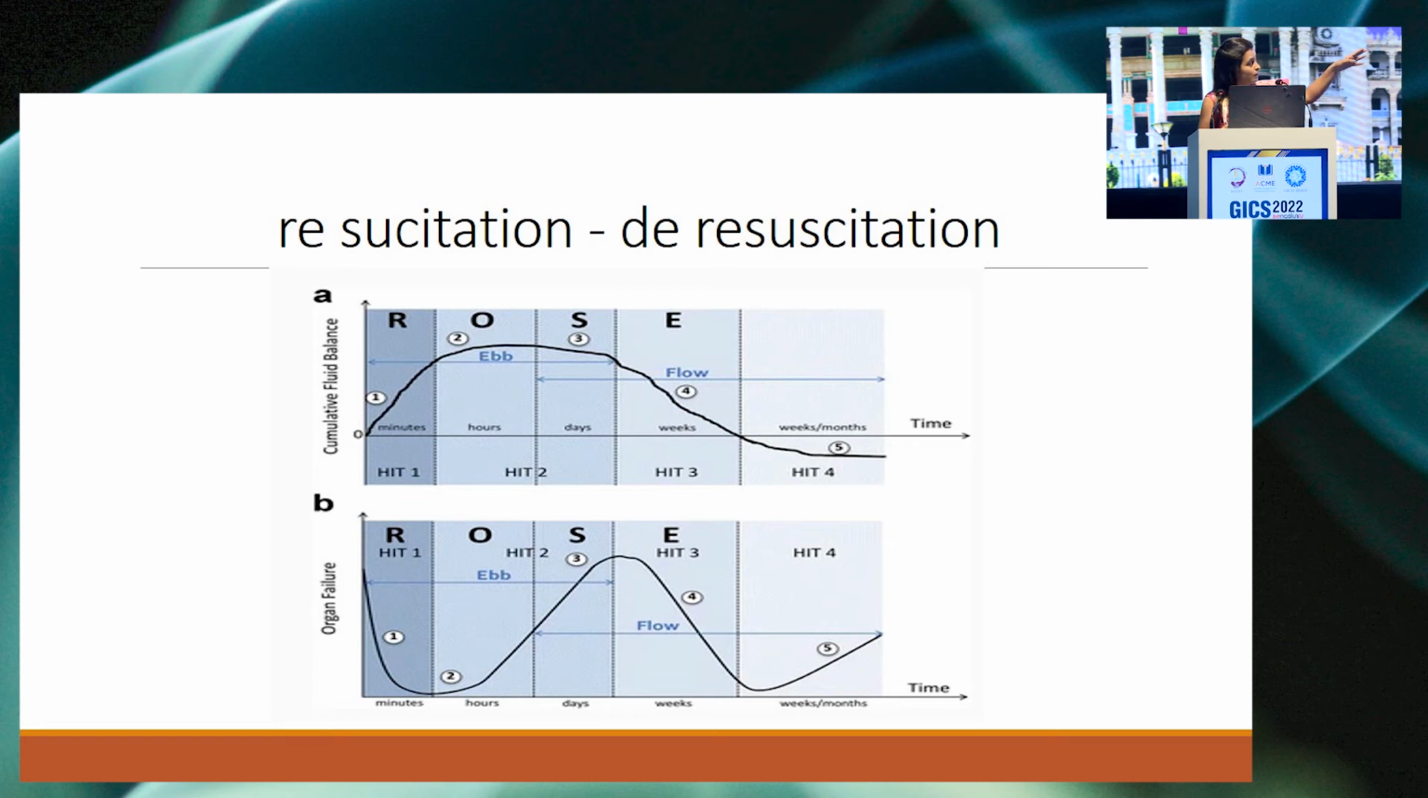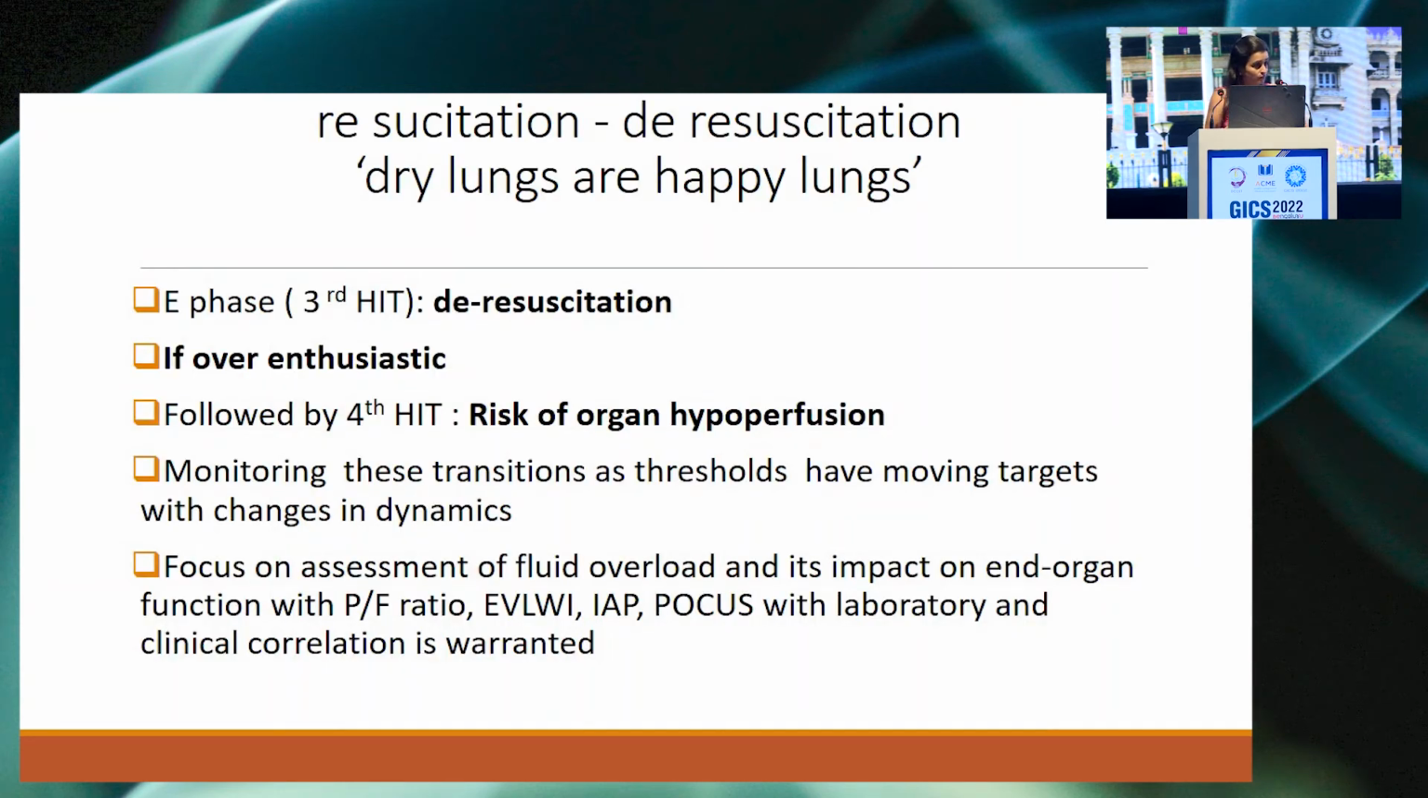But if we over enthusiastically deresuscitate such a patient, then there is a chance that the patient may enter into a hit 4 stage. And if you compare hit 3 and hit 4 with organ failure, there are high chances of organ failure if the patient enters into a hit 4 stage. So you have to be very, very careful when you initiate deresuscitation. So of course we know that dry lungs are happy lungs, but as I said, because of over enthusiastic deresuscitation, we can enter into hit 4.